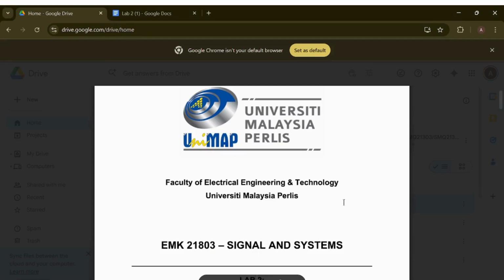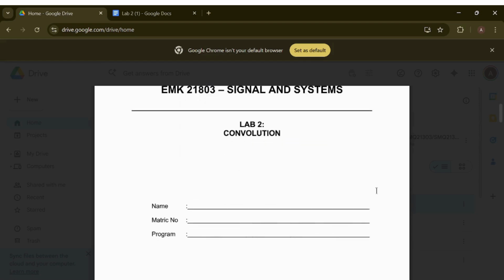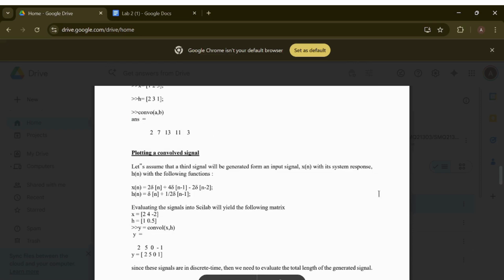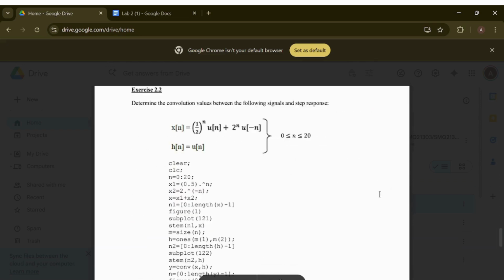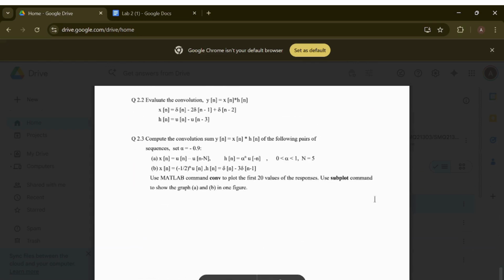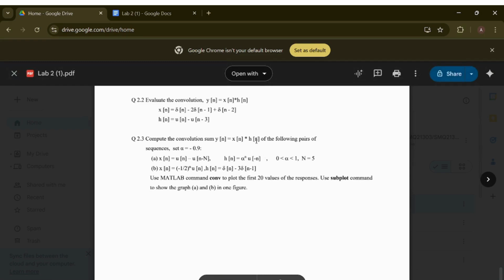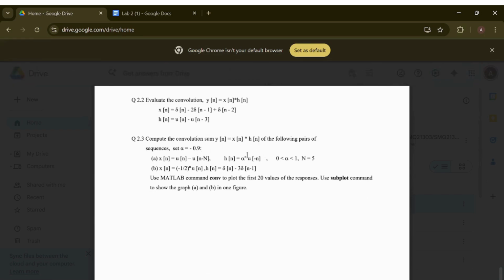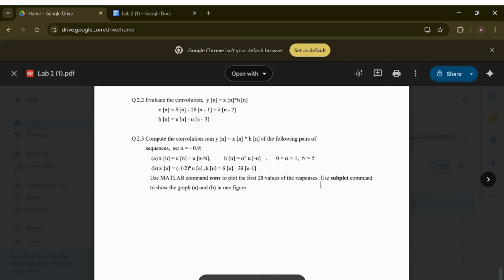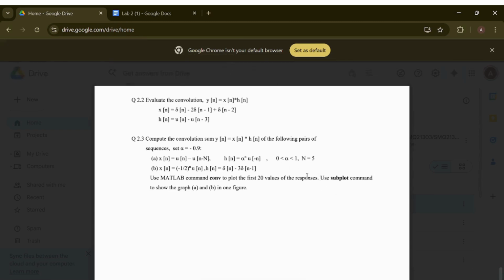Hello everyone. In this video, I will be explaining question 2.3 from Lab 2 Convolution for the subject EMK21803 Signal and System. Before we look at the code, let me explain what signals we are working with. The value of alpha, or A, is set to positive 0.9, which satisfies the given condition where alpha is lower than 1 but higher than 0.